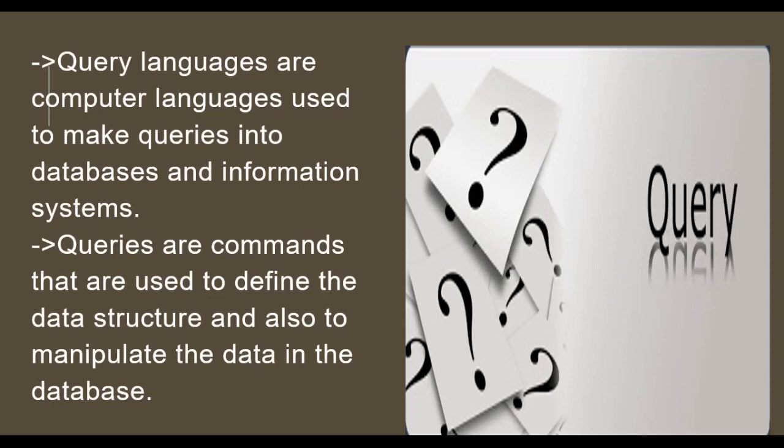SQL means Structured Query Language, which consists of two kinds of language. One is DDL, another one is DML. What is DDL? Data Definition Language, and DML is Data Manipulation Language. DDL is used to define the basic structure of the database and DML is used to manipulate the operations in the database. So queries are nothing but commands that are used to define the data structure and also to manipulate the data which are stored in the database.